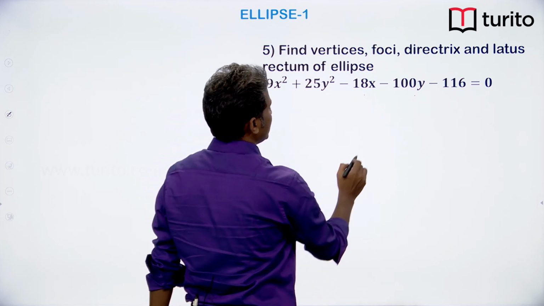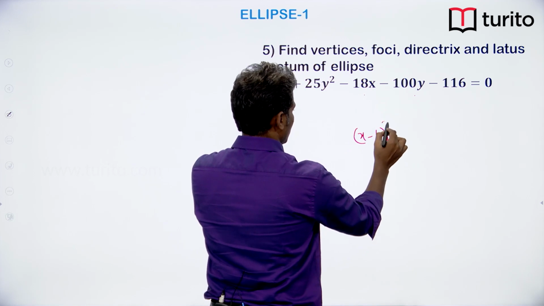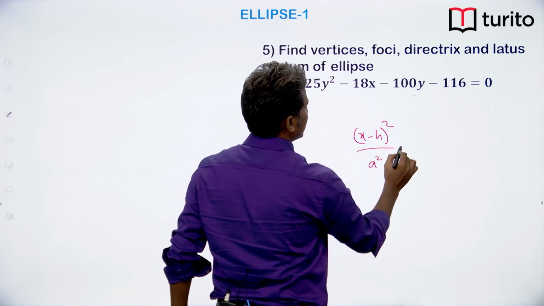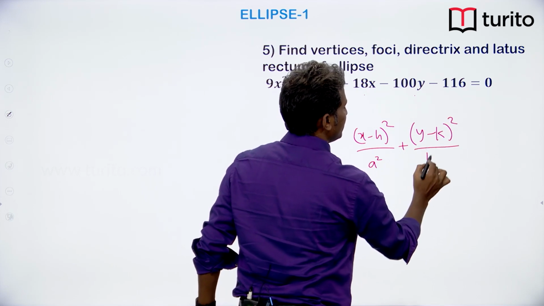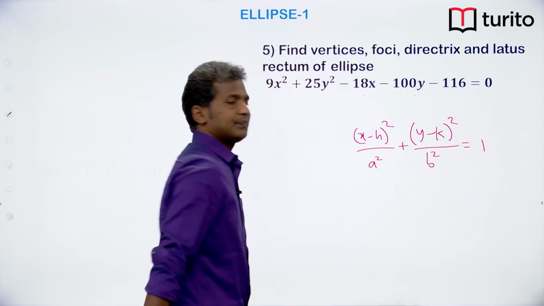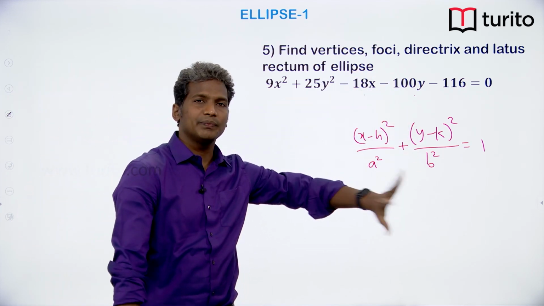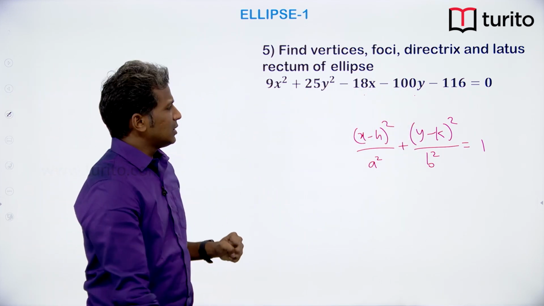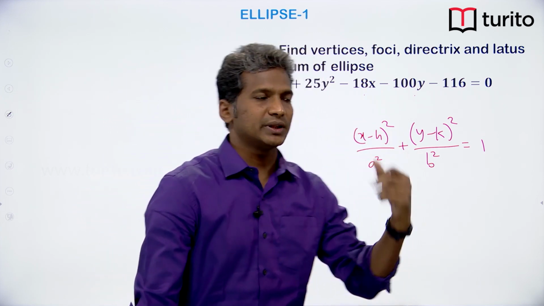So basically this equation can be converted into this form: x minus h whole square by a square plus y minus k whole square by b square must be equal to 1. We can convert this equation into this form. That is the main idea. Now how do we convert? By using the completing square method.